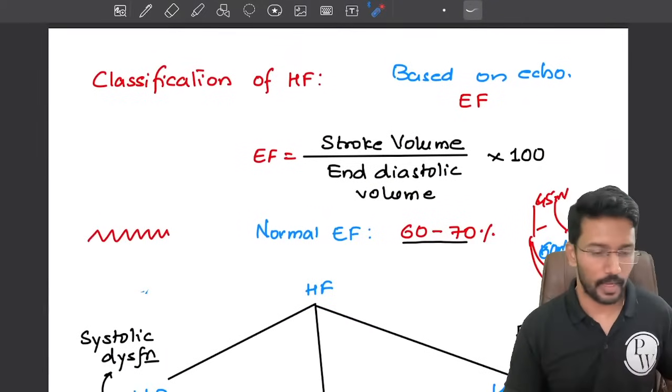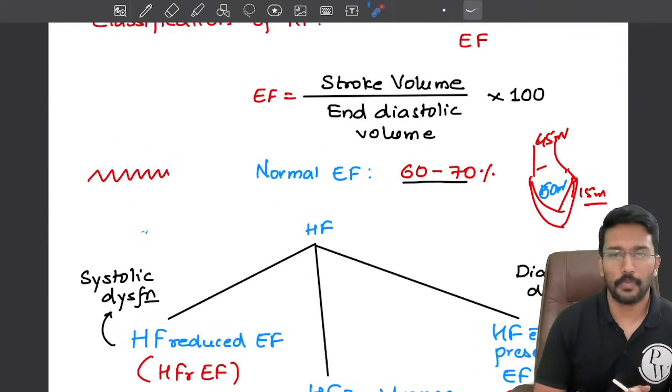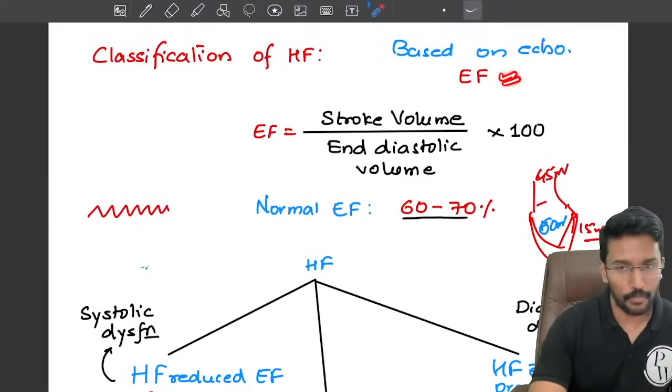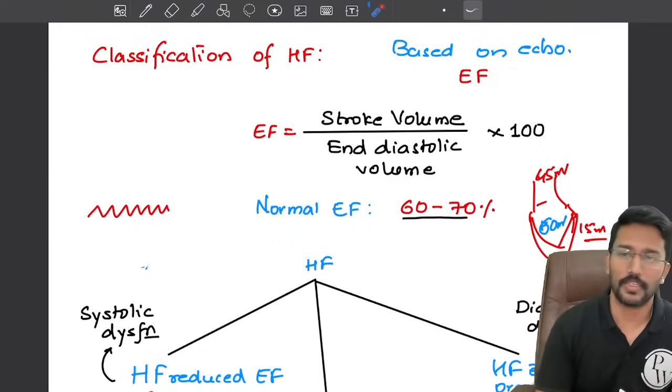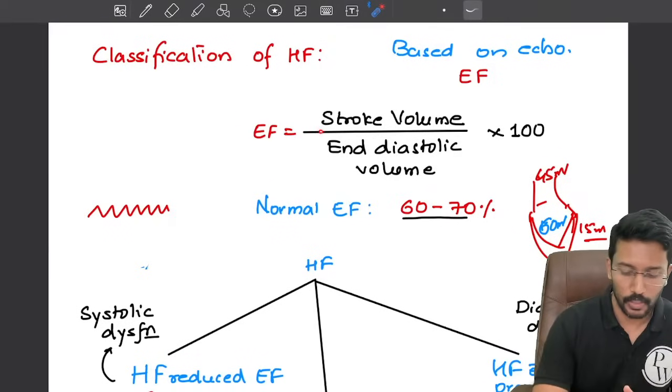Now moving on, we have to study the classification of heart failure. We classify heart failure based on the ejection fraction. You might have studied ejection fraction in physiology. You should know the formula. Ejection fraction is nothing but stroke volume.